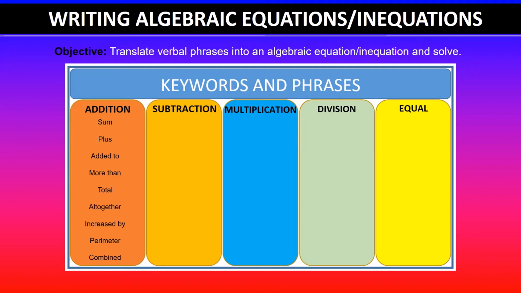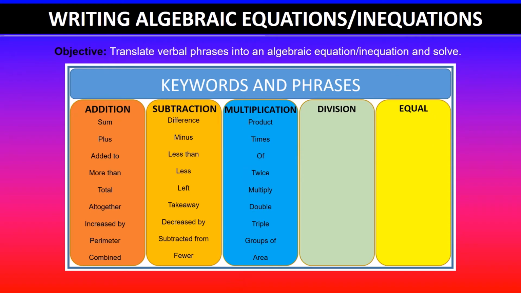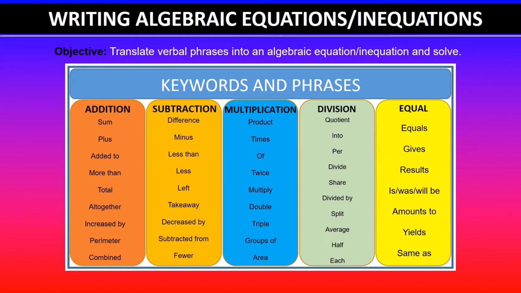So for example, addition has got some of the keywords like added to, more than, total, altogether, etc. Subtraction, we've got difference, less than, take away, decreased by, and so forth. Multiplication, keywords are product, times, twice, multiply, double, etc. Division, quotient, pool, divide, share, split, etc. And the equal sign is the result, or is, was, will be, amounts to, yields to, and so forth.